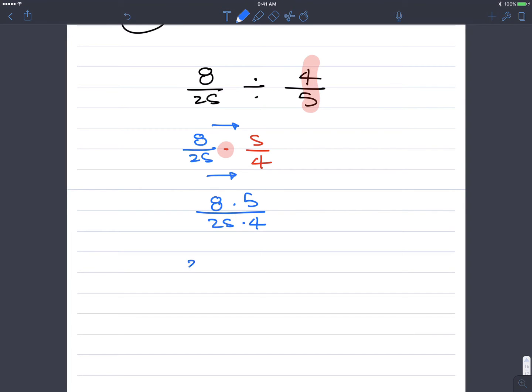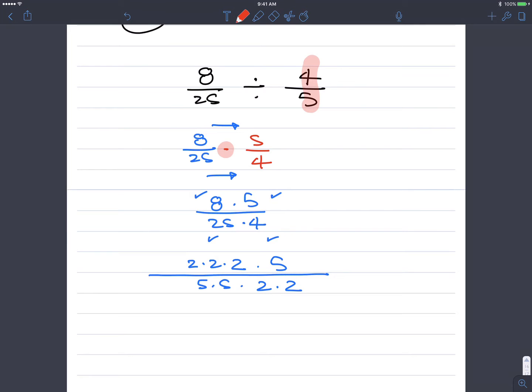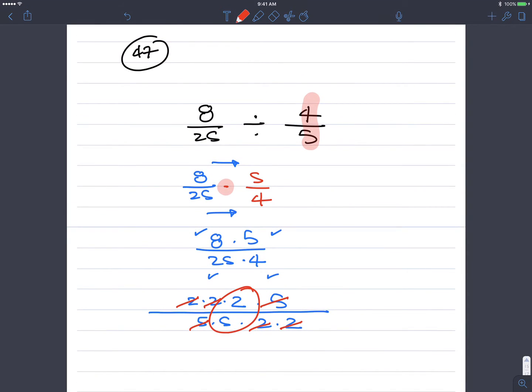Break your numbers down. 8 is 2 times 2 times 2. 5 is already prime. 25 is 5 times 5, and 4 is actually 2 times 2. So we broke down the 8, the 25, and the 4. Notice 5 is already prime. We can now use our cancellation property. 2 and 2, 2 and 2, 5 and 5. You are done. Final answer here is 2/5. That's 47.